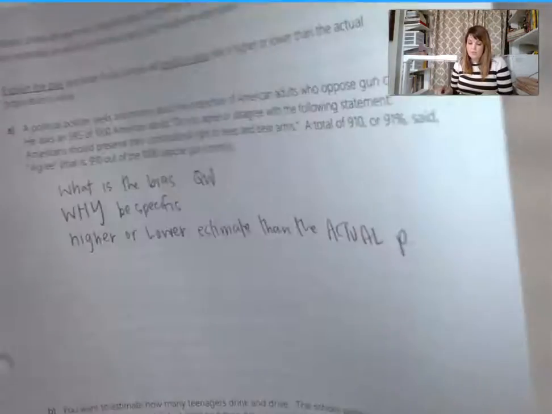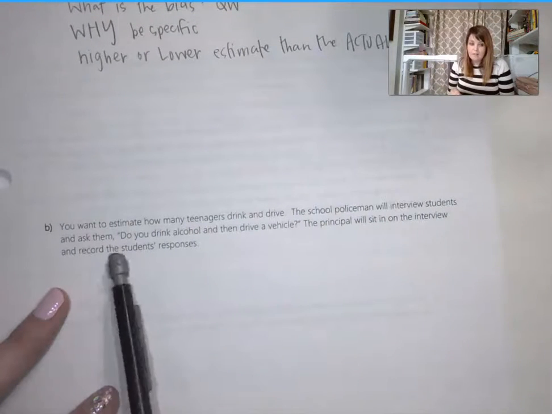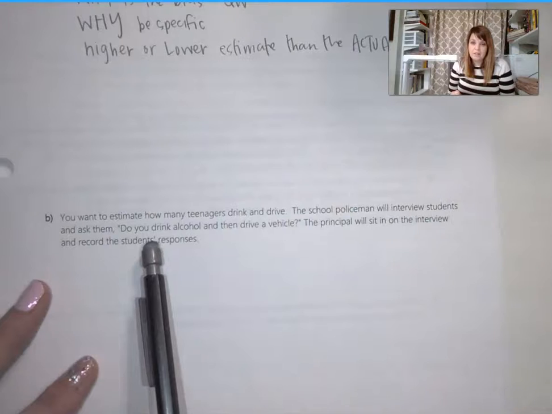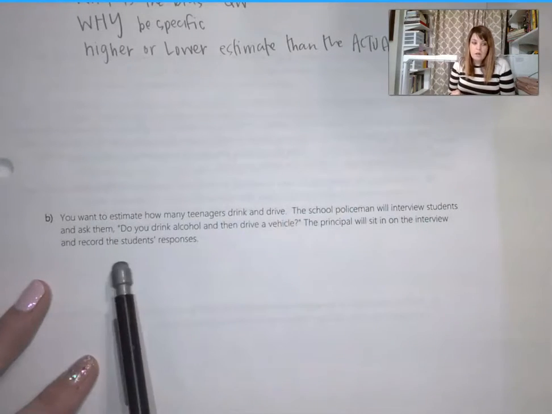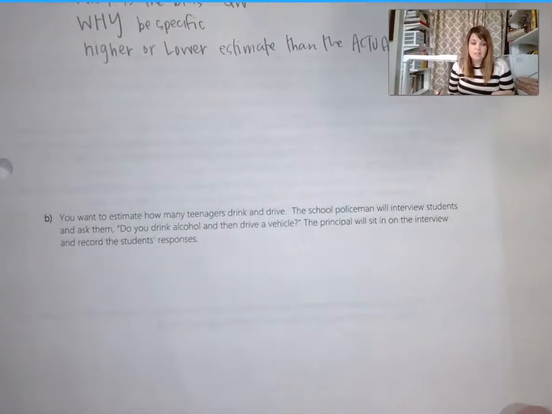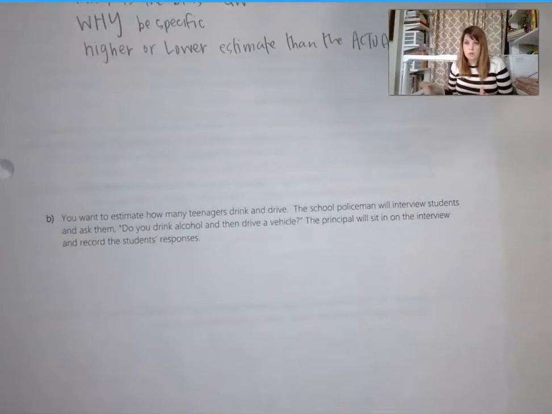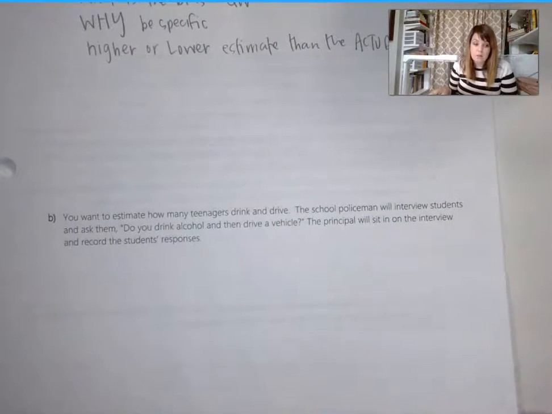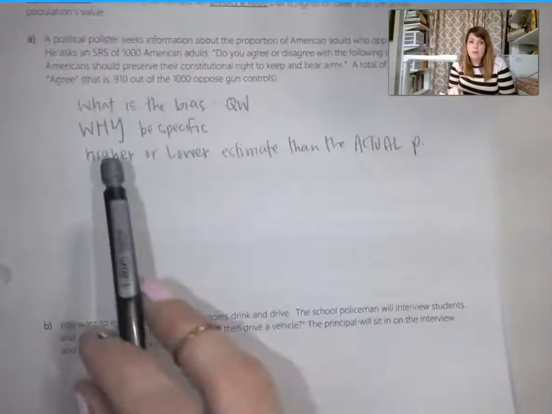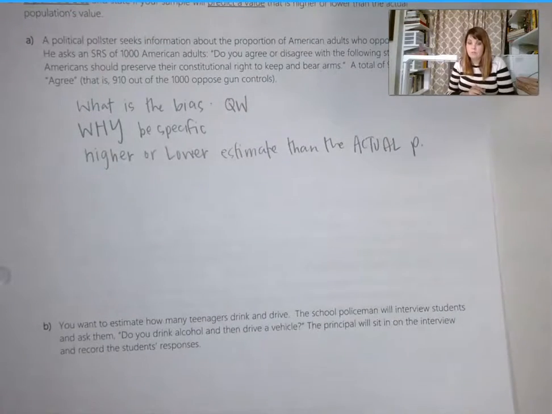So same with the teenagers who drink and drive. What is the bias? So I think that this is response bias. People are unlikely to tell the truth about drinking and driving. Why? Because it's illegal. They probably don't want to get in trouble. Maybe they don't want to admit that that's things that they do. And they especially don't want to admit that in front of their policeman or their principal. And will this lead to a prediction that is higher or lower? Well, it probably leads to a prediction that's lower than the actual proportion of teenagers who are drinking and driving. So, number one, you want to hit these three things. What is the bias? Why? Be very specific. Will it end up with a higher or lower?